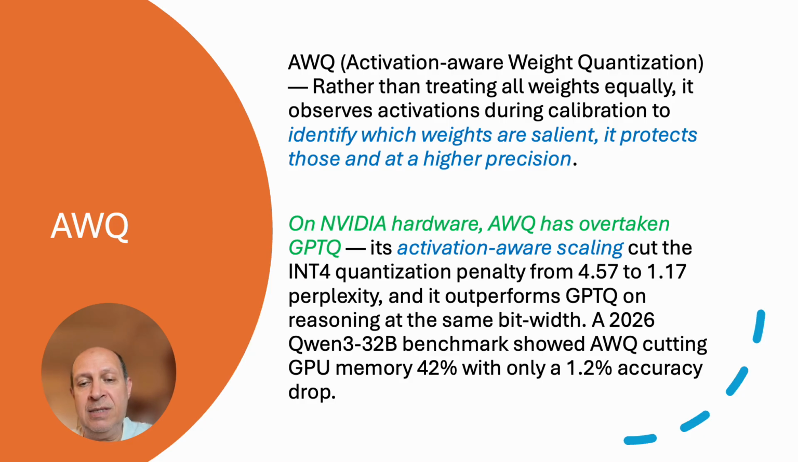Its activation-aware scaling cuts the int4 quantization penalty from 4.57 to 1.17 perplexity. It outperforms GPTQ on reasoning at the same bit width because it's a newer method, so that's logical. A 2026 Qwen3 32 billion parameter benchmark showed AWQ cutting the GPU memory by 42% with only a 1.2% accuracy drop.